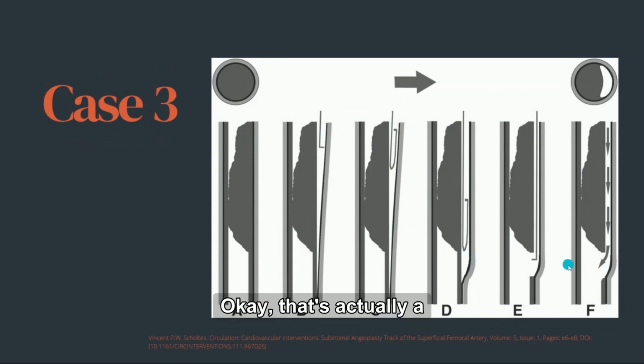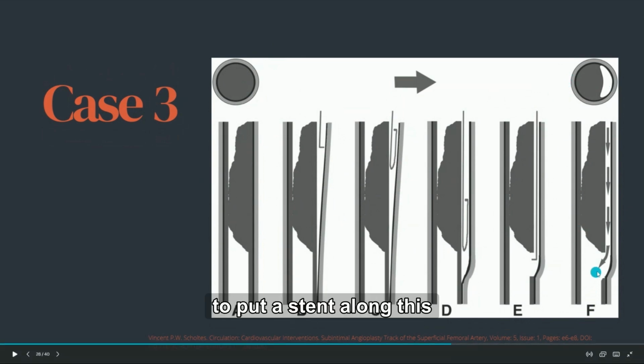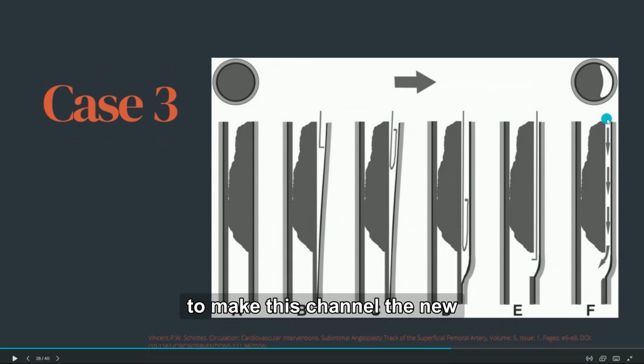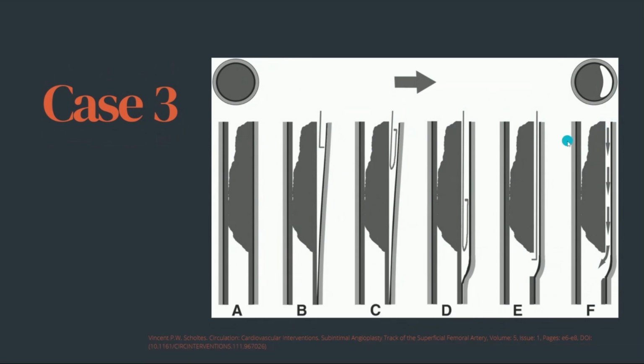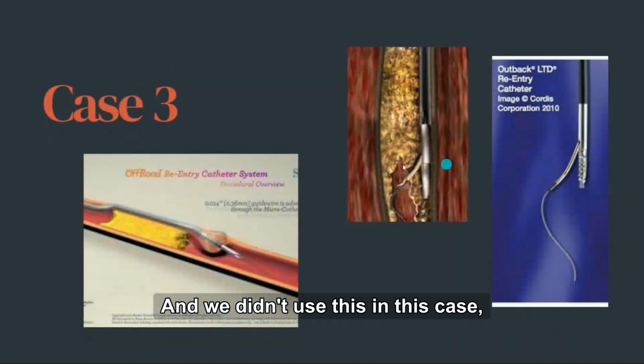That's actually a lot harder than you think, to get back into the lumen where you want to get back into the lumen. And you've got this nice channel now. What you can do with that channel is exactly what I did: inflate a balloon, squash all this stuff back, and see if that works. If it doesn't, you have to put a stent along this to make this channel the new channel that you're going to use. We didn't use this in this case, but there are lots of things.